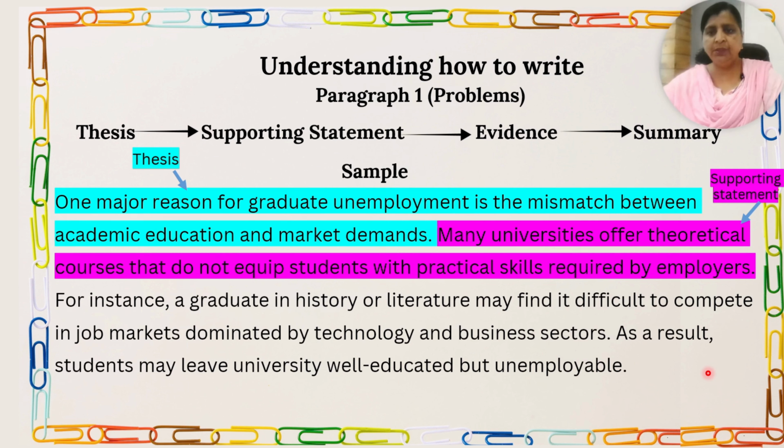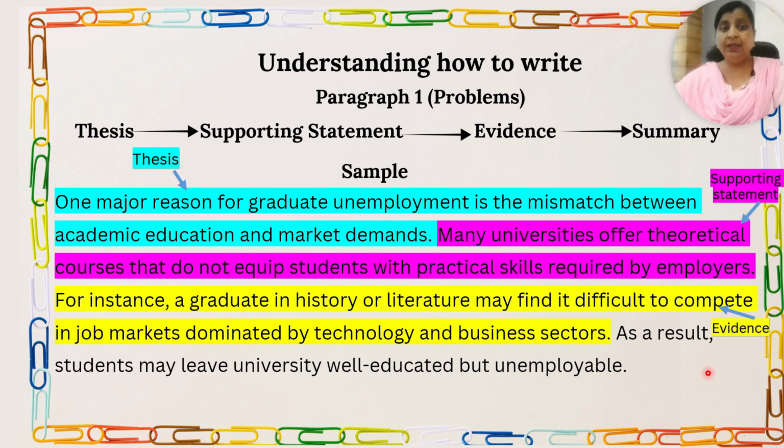Many universities offer theoretical courses that do not evidently equip students with practical skills required by the employers. So this statement is supporting my thesis. This is the evidence that I am providing. For instance, a graduate. See, the evidence starts with for instance. A graduate in history or literature may find it difficult to compete in job markets dominated by technology and business sector.